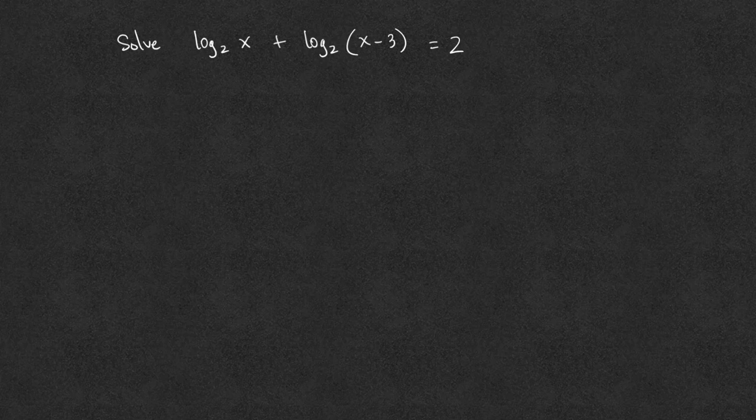Solve the equation log base 2 of x plus log base 2 of (x minus 3) equals 2. This is a logarithmic equation because it involves log of an unknown. To solve this log equation, we cannot rewrite it using the exponential form yet because there are two terms with log, and so we need to find a way to combine them.